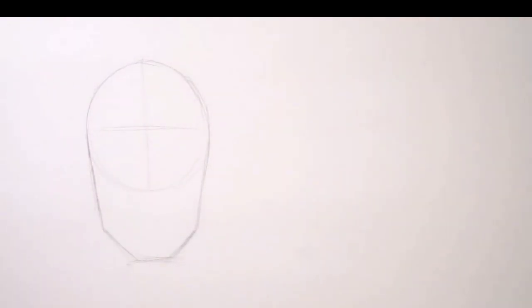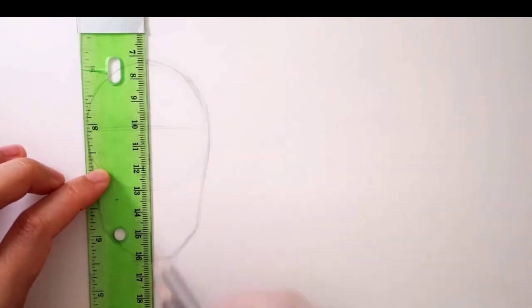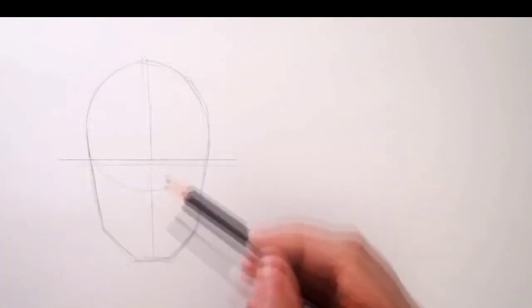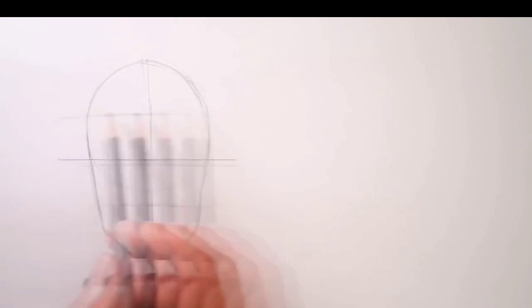Draw a line down the whole face vertically. We don't need the horizontal line anymore, so let's get rid of that. Now we're going to split the entire head in half by drawing a horizontal line going through the very center. Split the bottom section of the face in half and then in half again. Let's do the same thing with the top portion of the head.